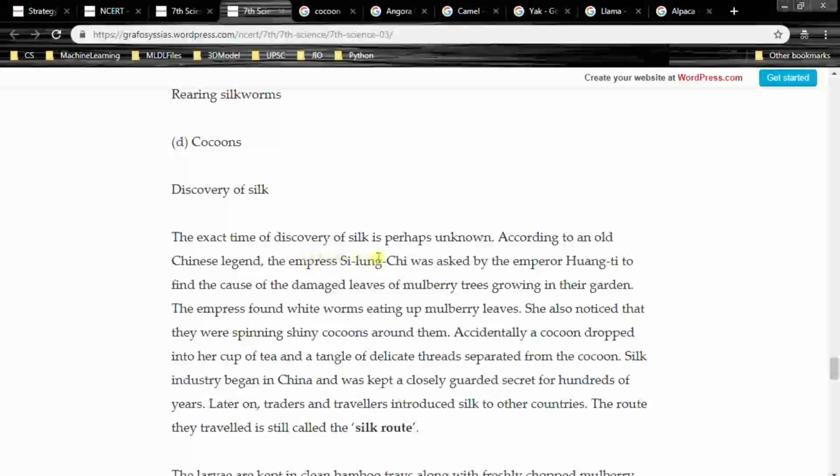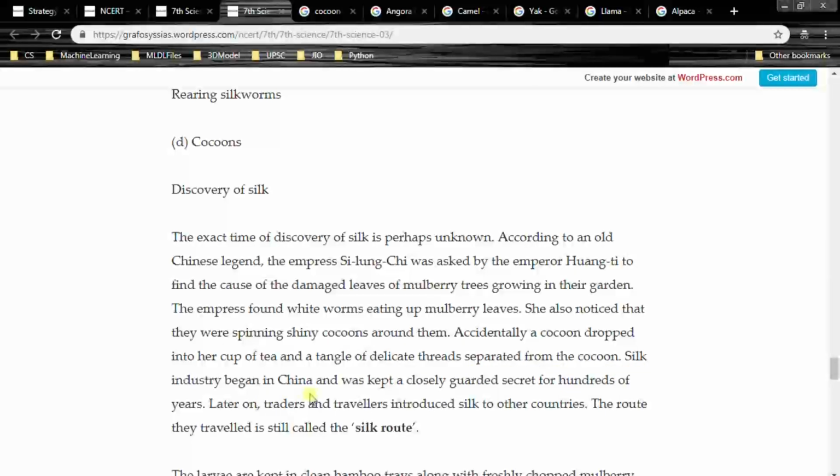The exact time of discovery of silk is perhaps unknown. According to an old Chinese legend, the Empress Si Lung-chi was asked by the Emperor Huang-ti to find the cause of the damaged leaves of mulberry trees growing in their garden. The Empress found white worms eating up mulberry leaves. She also noticed that they were spinning shiny cocoons around them. Accidentally, a cocoon dropped into her cup of tea, and a tangle of delicate threads separated from the cocoon.